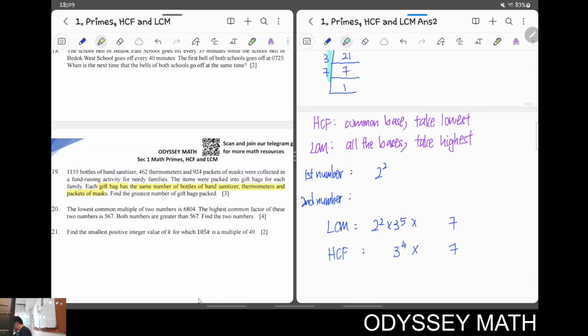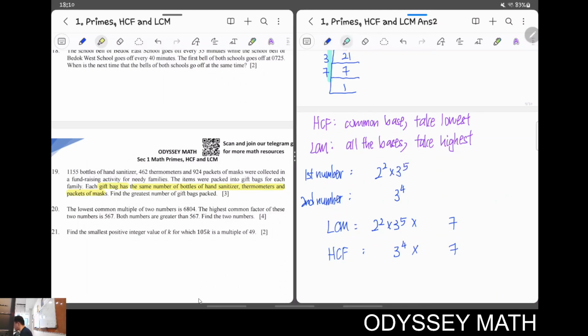Now we look at base 3. The LCM is 3 to the power of 5, and the HCF is 3 to the power of 4. We do the HCF first. HCF is 3 to the power of 4, and I recall HCF means common base, take the lowest. So maybe I give the second number, we just guess and check, 3 to the power of 4, and the first number I'll give it 3 to the power of 5.